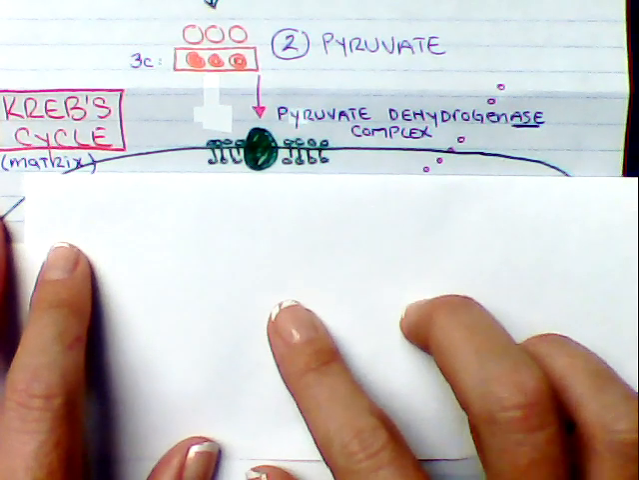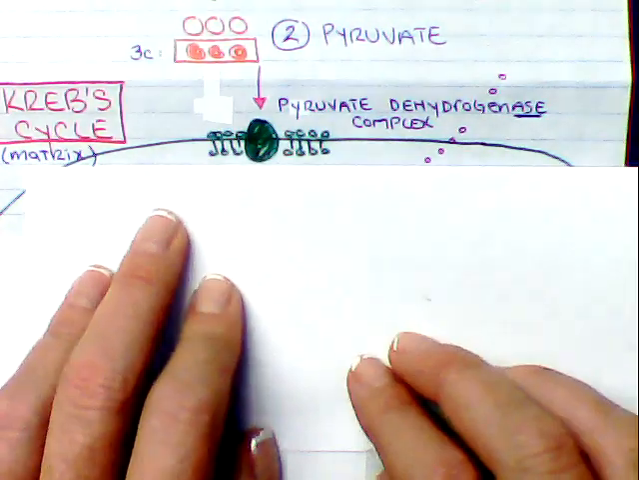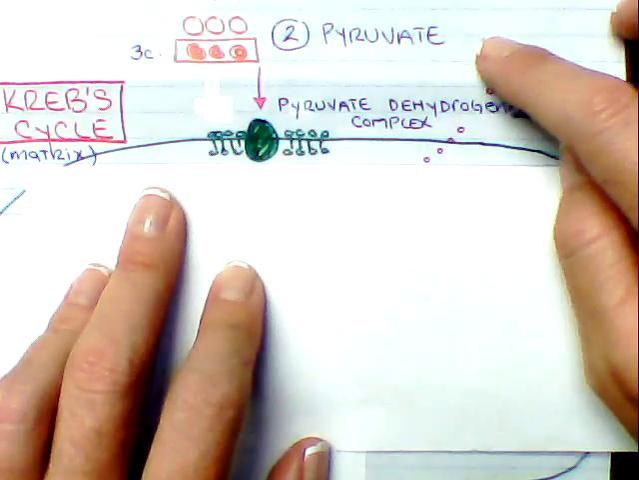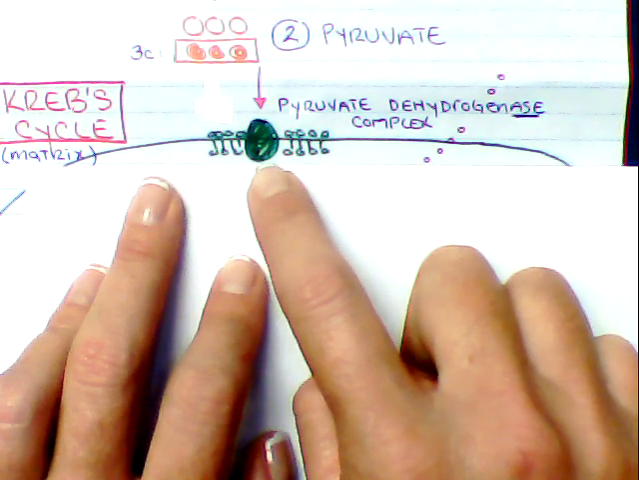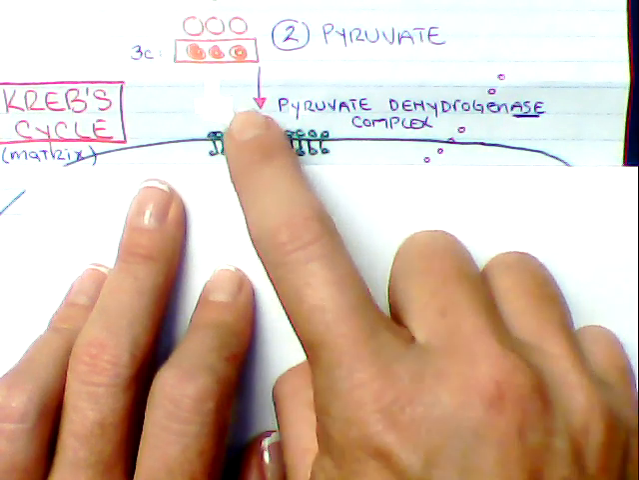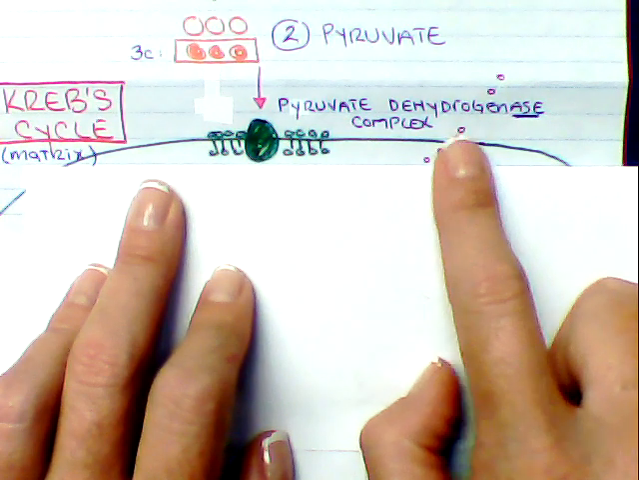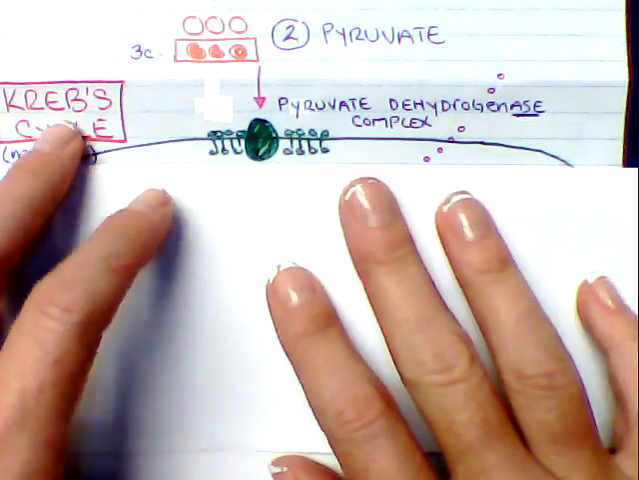So what happens to pyruvate? We're going to take one of the 3-carbon molecules, pyruvate, together they are pyruvic acid. We're going to take 1 pyruvate and go inside the cell membrane of the mitochondria. The particular protein that allows pyruvate through is known as the pyruvate dehydrogenase complex. And again, because it ends in -ase, it means it's an enzyme.